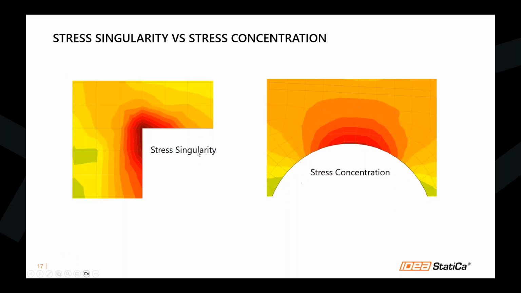But how can you identify whether it's singularity or concentration? If it is singularity and you make the mesh smaller, meaning a more detailed mesh, then you will have a higher stress value. It will keep going up until super high. If you keep making the mesh smaller, then you can identify that as a stress singularity. But if it's stress concentration, if you make the mesh more detailed, smaller, the value will be more or less the same. Then that's when you know you have a stress concentration.